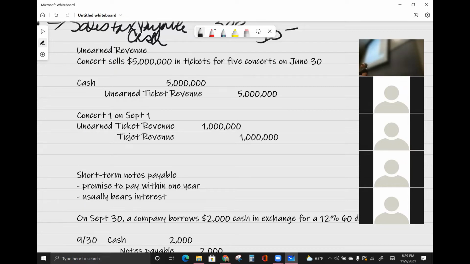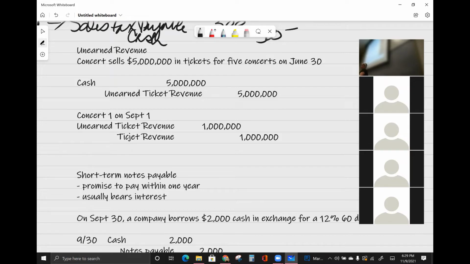So you see how this works? Let's say I don't do another concert this year. I did that one on September 1st, but I never did another one. Do I want to recognize income for $5 million? What happens if COVID happens again and I can't go provide the services? I don't want to claim this money that I brought in as income this year because I haven't done it yet. I don't have to.